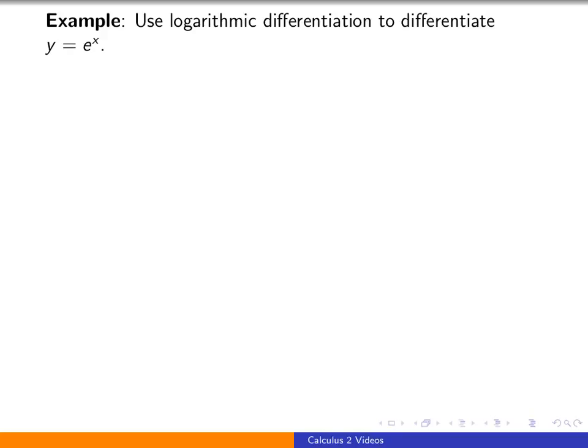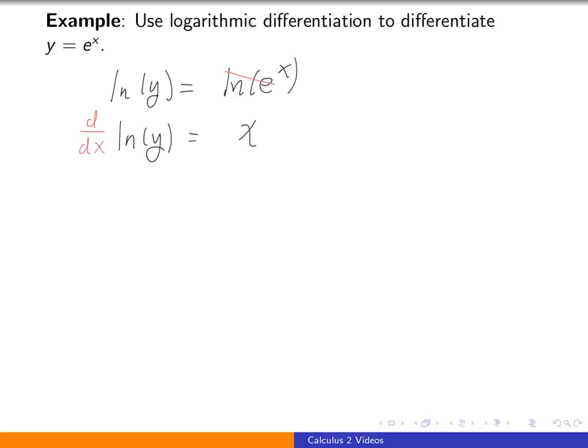So for logarithmic differentiation, we take the natural log of both sides, and when you take the natural log of e to the x, you're simply left with x, because one of our properties told us the ln and the e cancel. So we now differentiate both sides with respect to x, and recall the derivative on the left is an implicit derivative. So you differentiate that natural log exactly how you would like to, and then multiply by its derivative, y prime. And on the right, the derivative of x with respect to x is just 1.